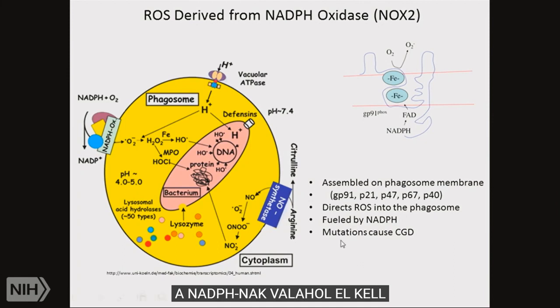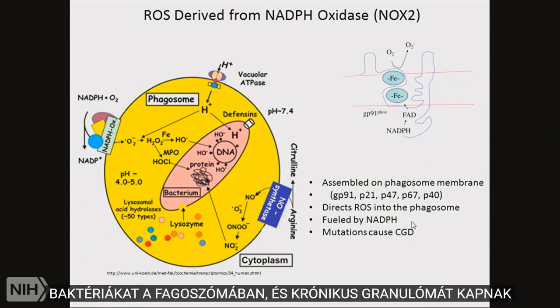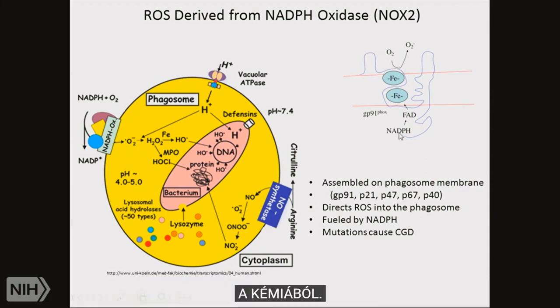Mutations in the NADPH oxidase cause an immune deficiency whereby patients cannot kill cells. They can't kill bacteria that are in the phagosome, and they get chronic granulomas. Okay, so what happens here then? A little bit of the chemistry. So this is an iron-based enzyme. It's driven by NADPH, and it produces superoxide. Once the superoxide is produced, it has a couple of routes that it can go through in order to be turned into the good stuff that's going to kill this bug.